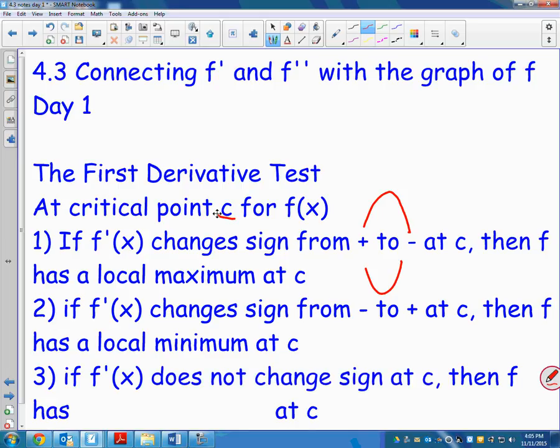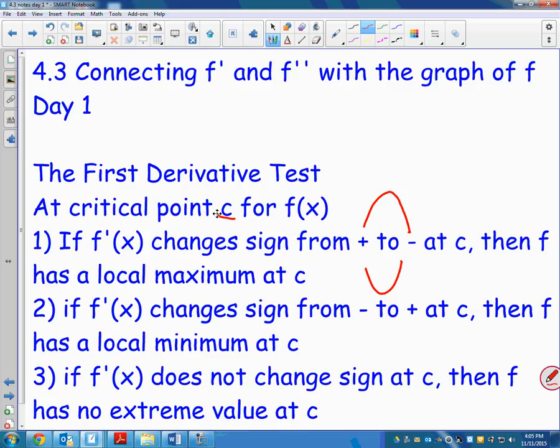Well, what if it doesn't change sign? What if it's positive, positive, or negative, negative on either side of those critical points? Well, that just means that it has no extreme value at c. So critical points are possible local extrema, not guaranteed local extrema.